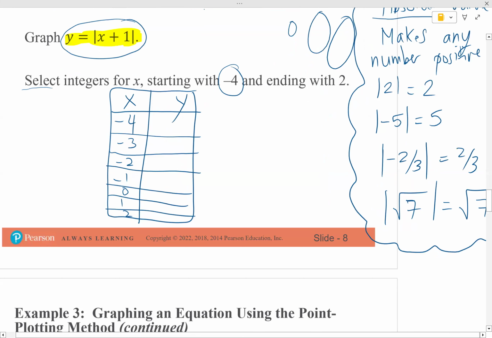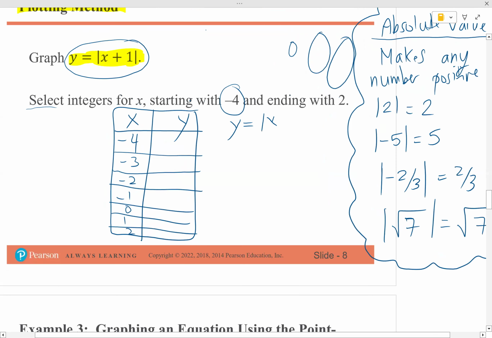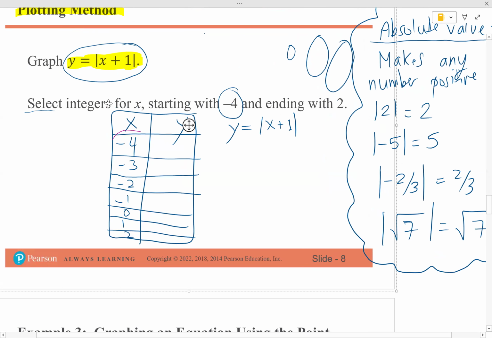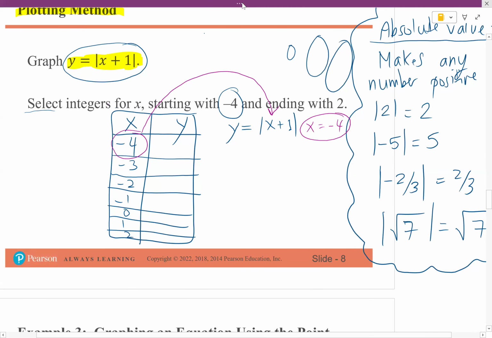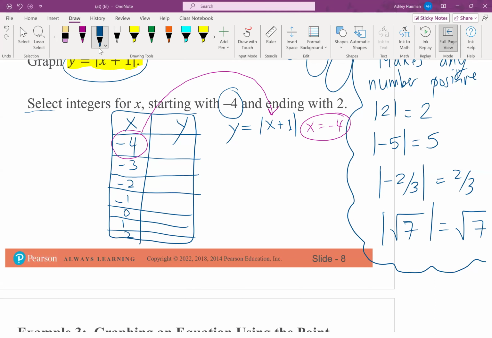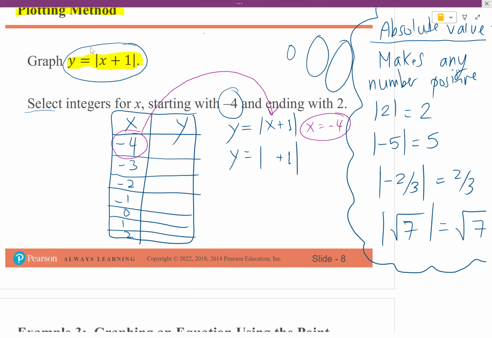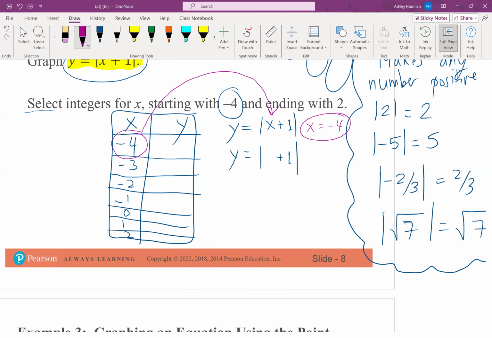Our equation is y equals absolute value of x plus 1. I'm going to replace x with the smallest x value that they told us to use, and then see what happens with y. For x equals -4, what will y become? This is a little bit weird because there are 2 numbers inside the absolute value. We have to treat it as a little bit special.